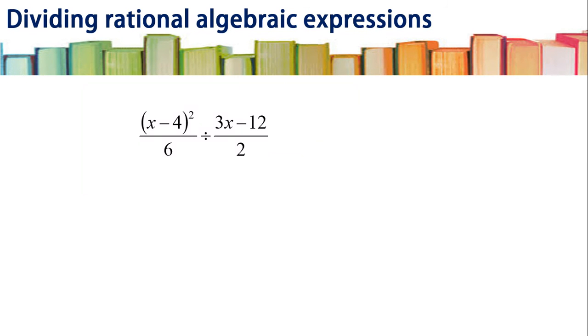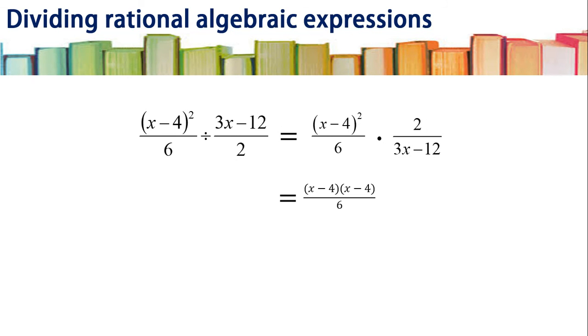So again, you're just going to copy first the dividend and then get the reciprocal of the divisor. Change the operation to multiplication. Now, if you can factor everything, you can do such. So, (x minus 4) raised to 2, you can write that as (x minus 4) times (x minus 4). 3x minus 12 is factorable, so you can write that in this form.